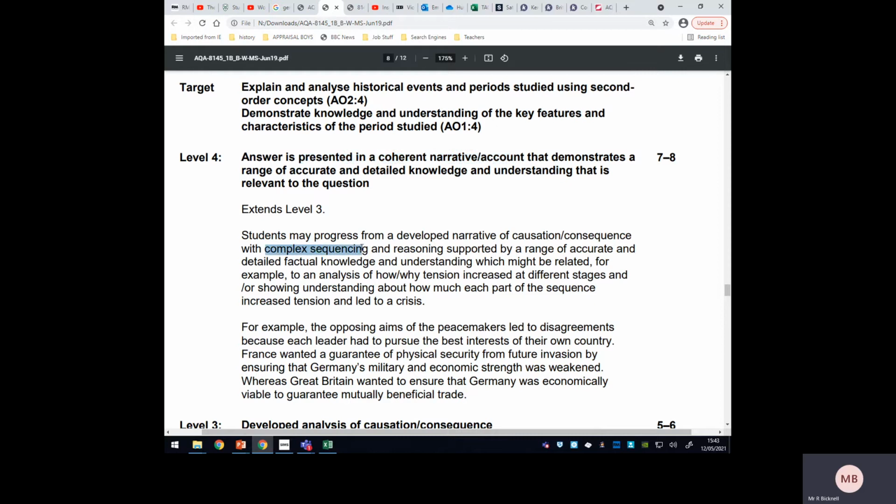So what are we looking for? Complex sequencing and reasoning supported by a range of accurate and detailed factual knowledge and understanding, which might be related to how and why tensions increased at different stages, or showing understanding about how much each part of a sequence increased tensions. So you're not writing it about tensions, but make sure you're analyzing. If you're doing something about the causes of the war, make sure you're talking about the different stages. Is something a long way off the war? Is something much closer to the war, and as such would probably be more useful in understanding how or why something happened? Does that make sense? Yeah, cool.